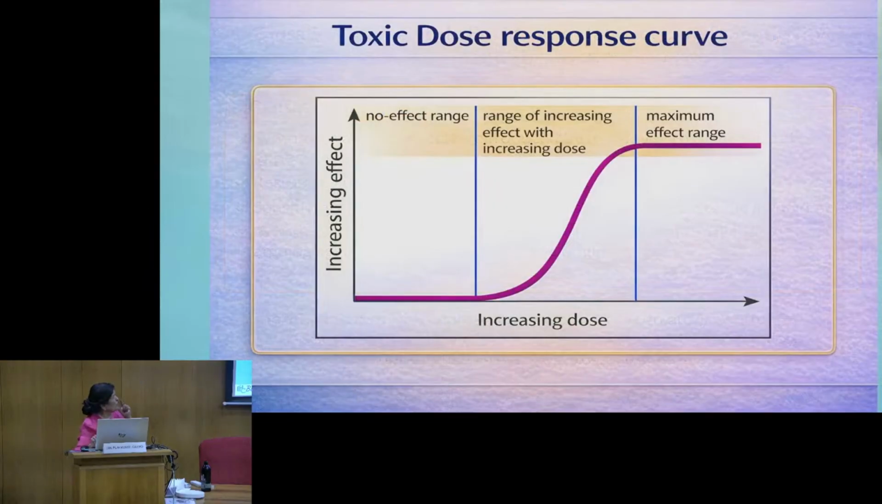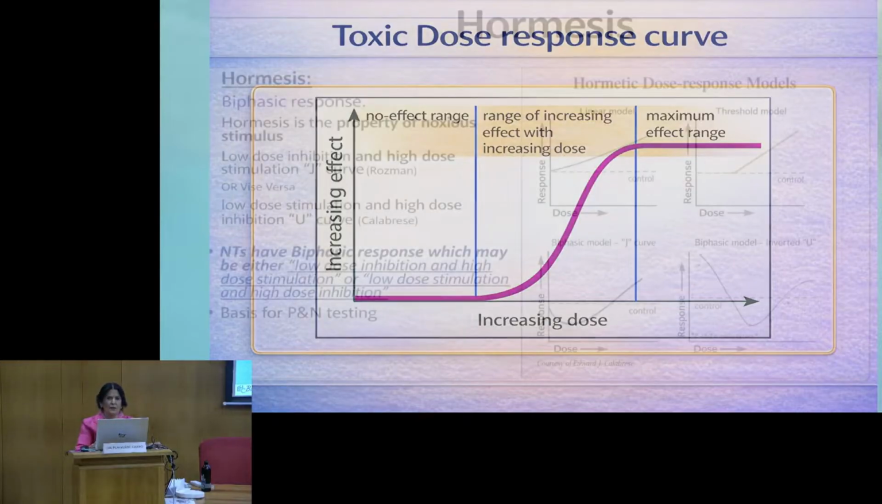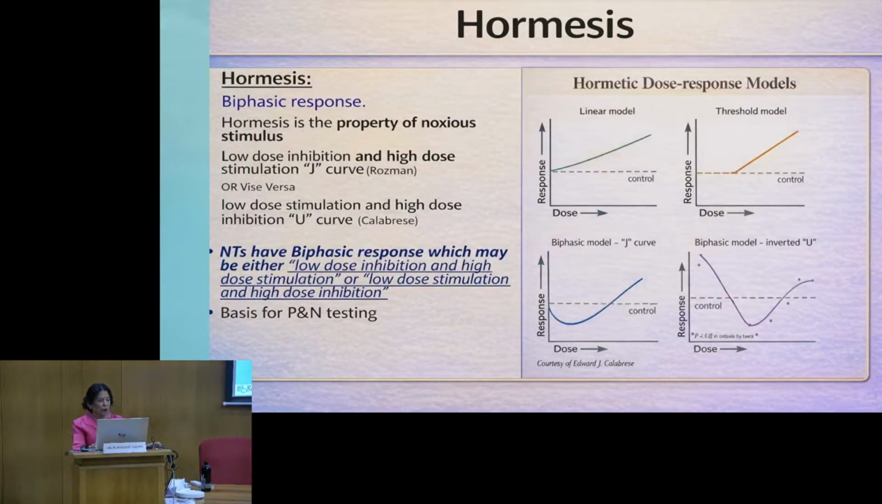Now it is important to understand this toxic dose response, because most of our patients do not have a toxic dose response, which is a range of increasing effect with increasing dose. However, in our chemical sensitive patients, they have a hormetic response. And as you see here, there is a biphasic mode: low dose inhibition, high dose stimulation, and here there's low dose stimulation and high dose inhibition. And in our chemical sensitive patients, we see this hormetic response.